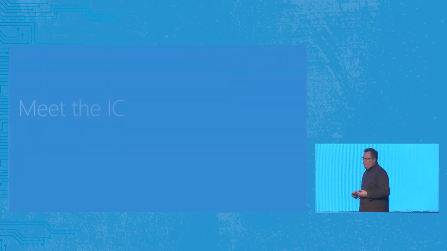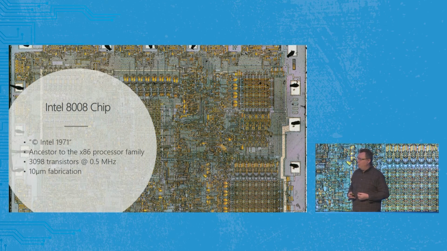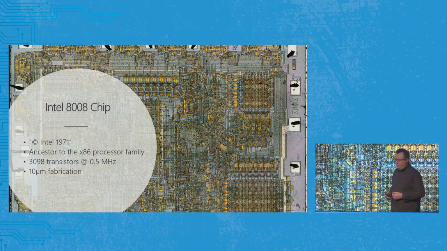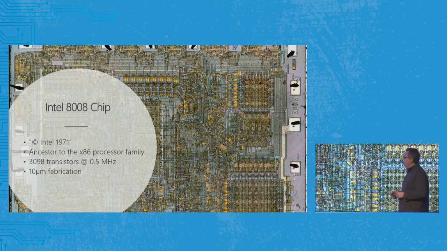Things get a little more interesting, though, when we move into the IC realm and actually down to the microprocessor. So I'm going to start that journey at a high level. Here is the Intel 8008 chip, copyright Intel 1971. What you see here is a visual image through a microscope of the chip, so you see all the metal layout on there. The interesting thing about this chip is that it is the ancestor of the x86 chips, the most common processors we use today. Back then, it had 3,000 transistors, 0.5 megahertz in speed, and 10 micrometer fabrication at its smallest level.